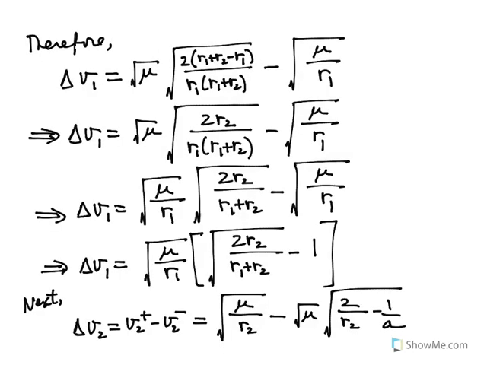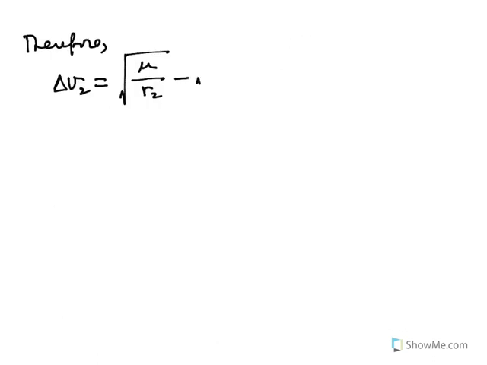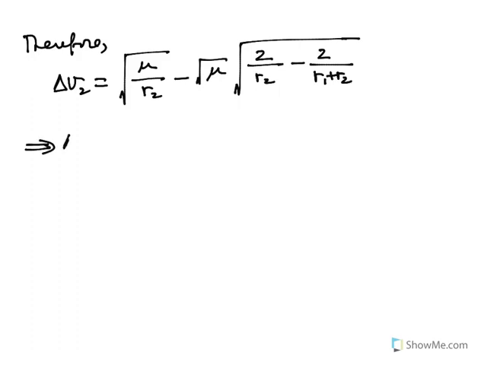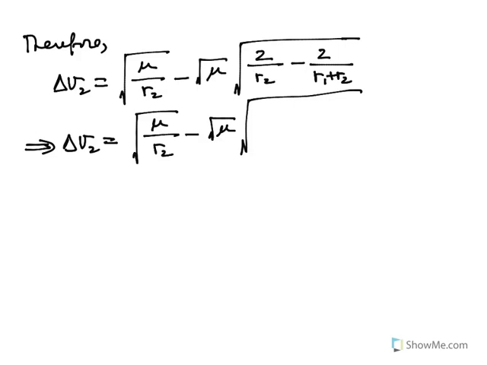And we get delta v2 is equal to the square root of mu over r2 minus, well, we've got the square root of mu times the square root of 2 over r2 minus 2 over r1 plus r2, which gives delta v2 is equal to the square root of mu over r2 minus the square root of mu times the square root. Well, let's look here. We're going to put it over a common denominator again. We've got r2 all divided by r1 plus r2.